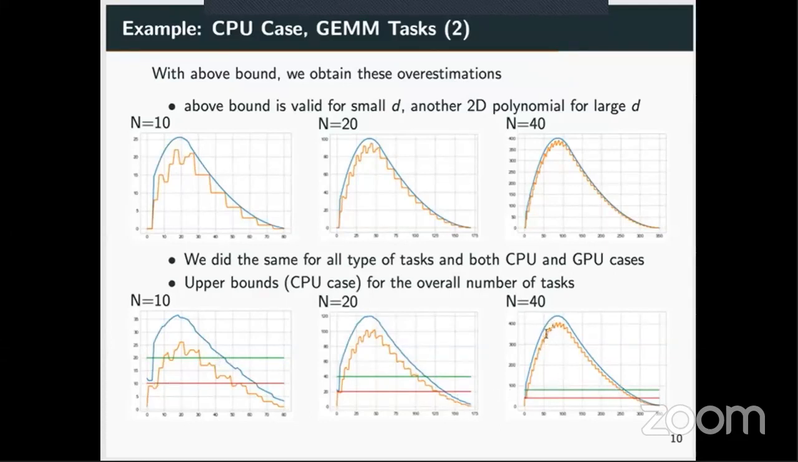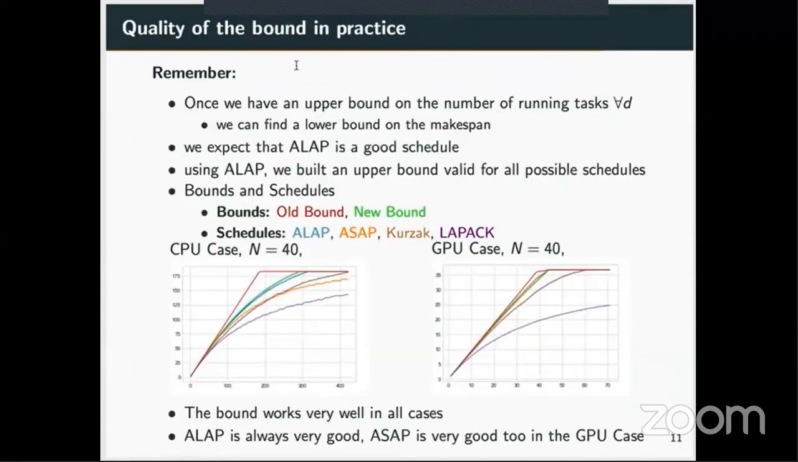Here you have in orange the number of tasks that are running simultaneously, and here in blue the overestimation by our degree 2 polynomial. This is a set of degree 2 polynomials, in fact, depending on the interval. So what is the quality of the bound in practice? Remember the general picture. We have been able to find an overestimation for all values of D, and from this we can find a lower bound on the makespan.